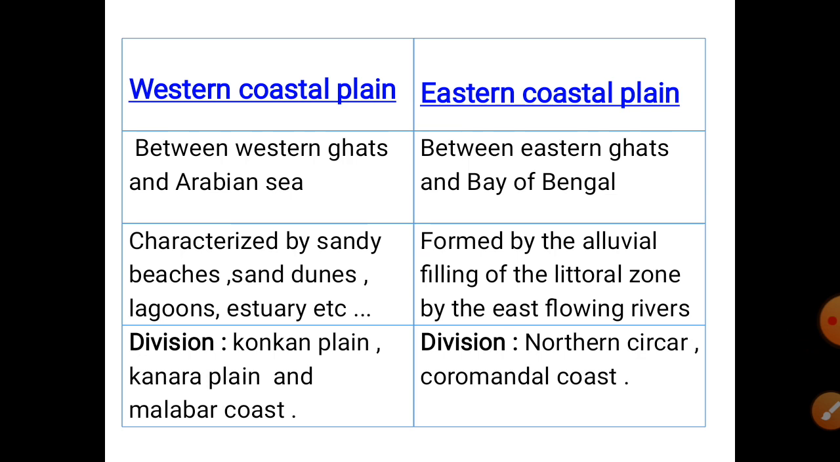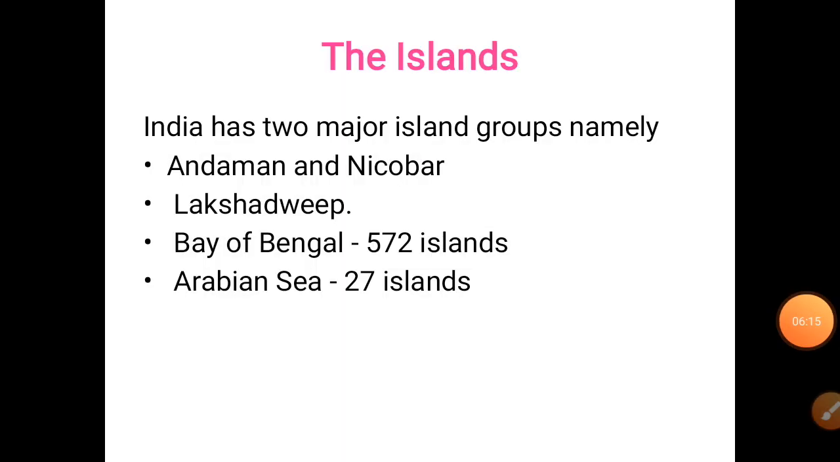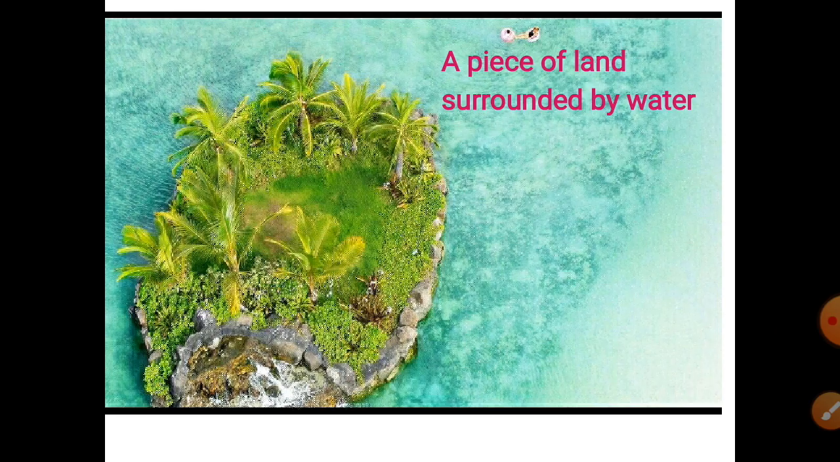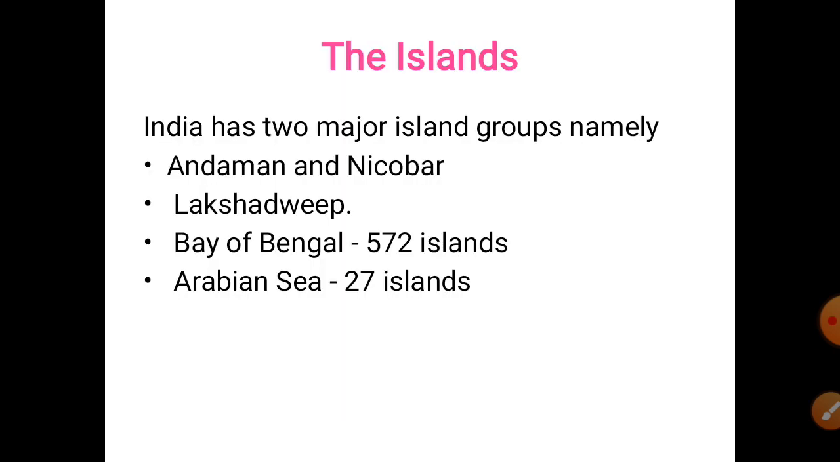The western coastal plain is divided into Konkan plain, Kanara plain and Malabar coast. The eastern coastal plain is divided into Northern Circars and Coromandel coast. The last physiographic division of our country is the island. An island is a piece of land surrounded by water. India has two major island groups, namely Andaman and Nicobar and Lakshadweep.